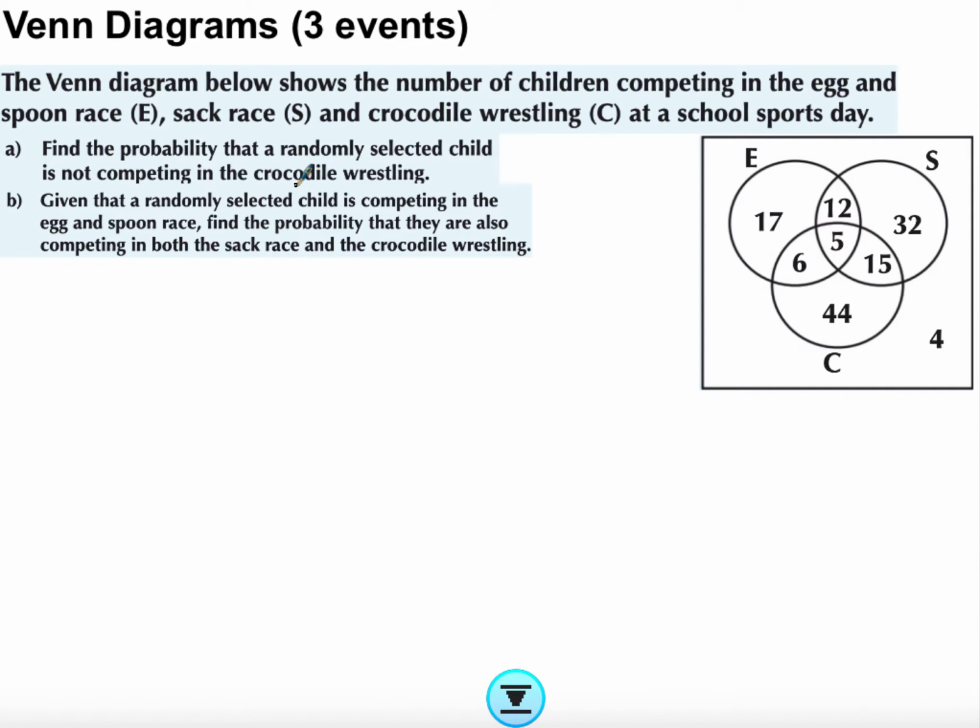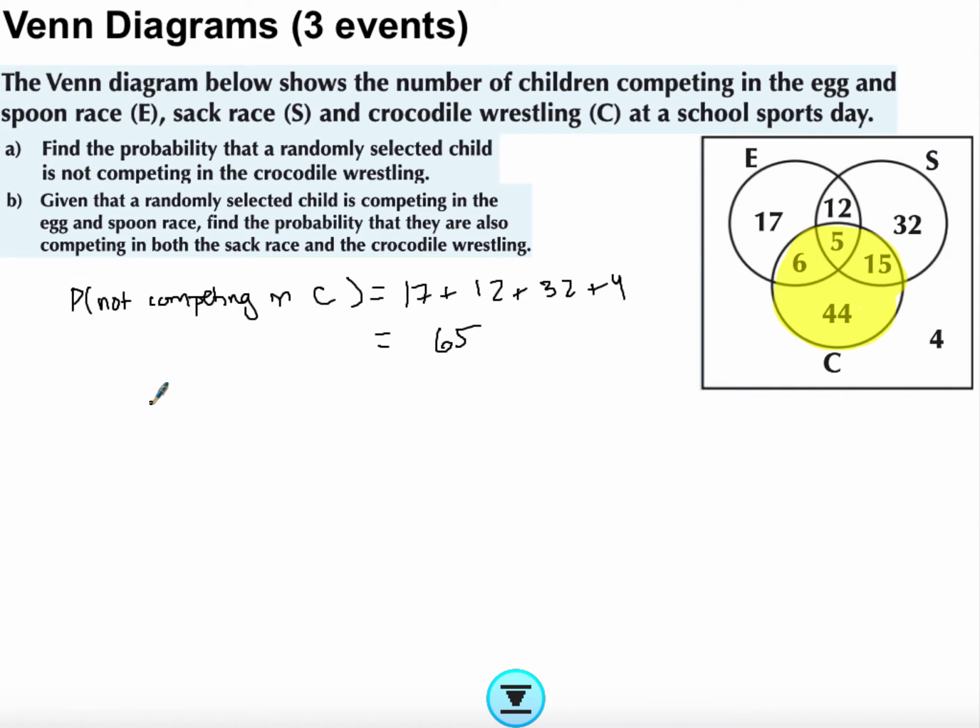But what if we have 3 events going on? So we have this Venn diagram and we have kids competing in different events on a school day. They've already given us the Venn diagram. We want the probability that a randomly selected child is not competing in the crocodile wrestling. So we are looking at something outside this circle. The probability of not competing in C is 17 plus 12 plus 32 plus 4, which is 65.